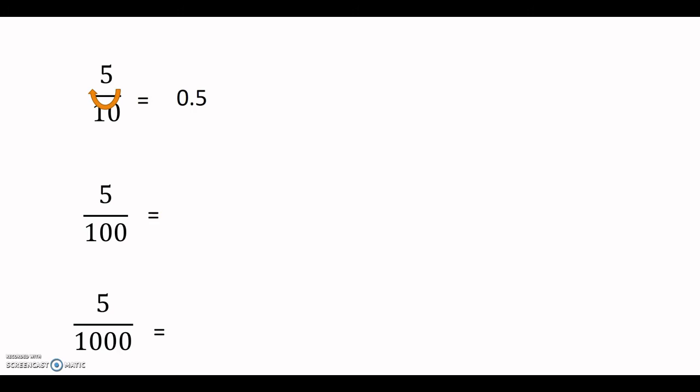And to convert this into a percentage, just multiply it by 100 or move the decimal point 2 places to the right. So since we have only 5 here, we will add 0. So we get 50 and we just add the percentage sign, so it is 50%.